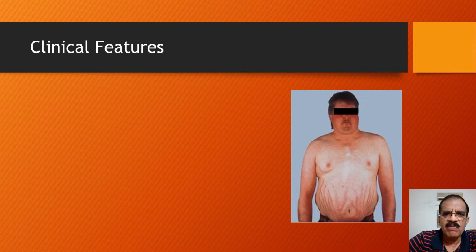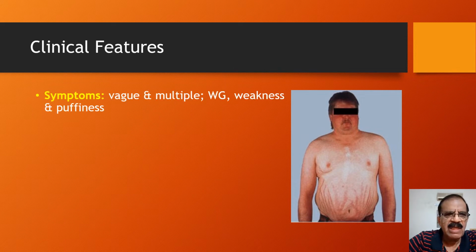Clinical features are very important. Symptoms are vague and multiple. There may be weight gain, weakness, and puffiness of the face. The face is typically described as a moon-shaped face. You can see from this picture, it looks bloated, like there is edema, and there is some deposition of fat. So this is typically described as moon-shaped face. But then there are other features like gynecomastia and the striae, which I will explain shortly.